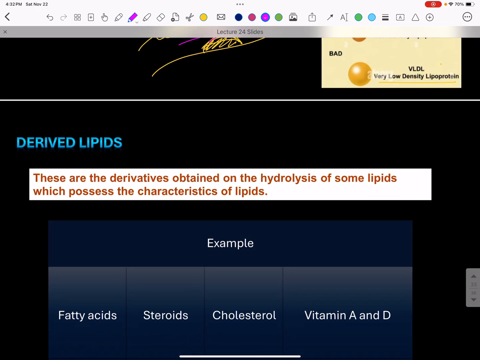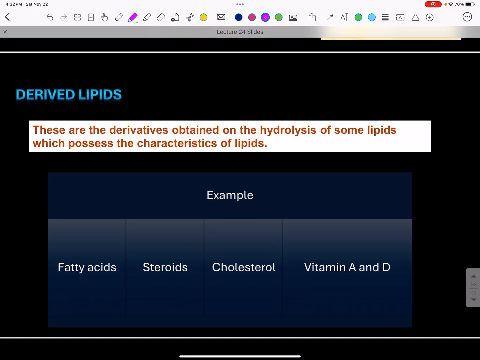We have derived lipids. Derived lipids are those that are obtained by the hydrolysis of some of the lipids. So when we hydrolyze the lipids, we end up getting fatty acids, steroids, cholesterol, and vitamin A or D. These are all smaller fragments of the larger lipids. So these are called the derived lipids.